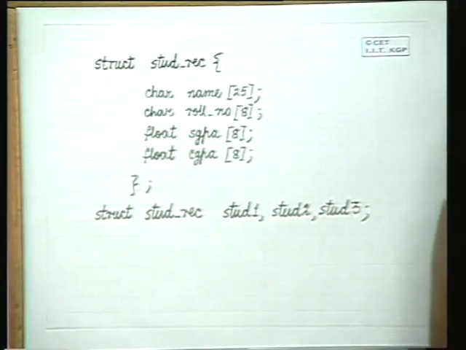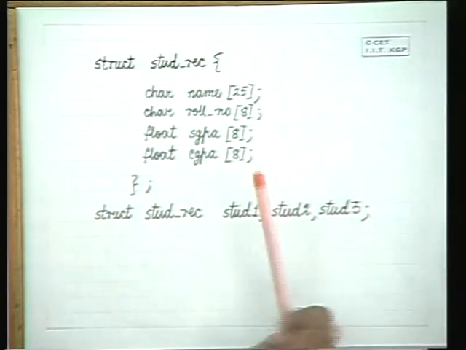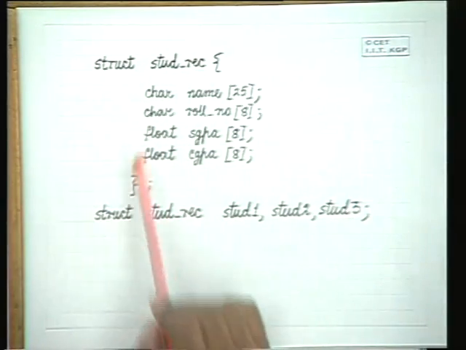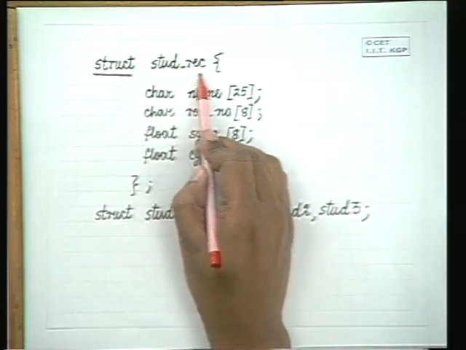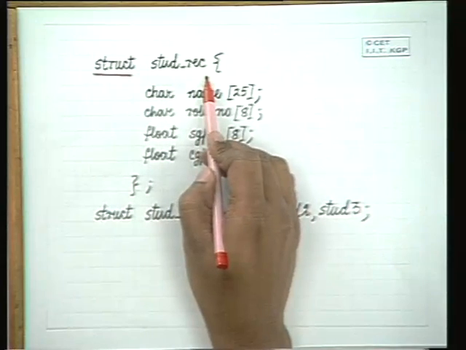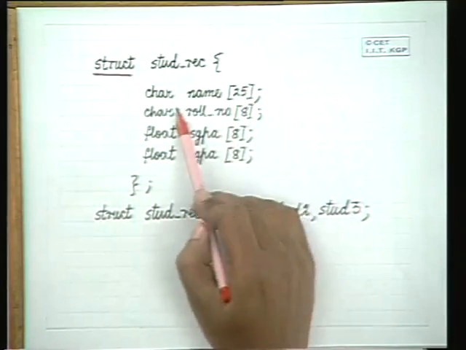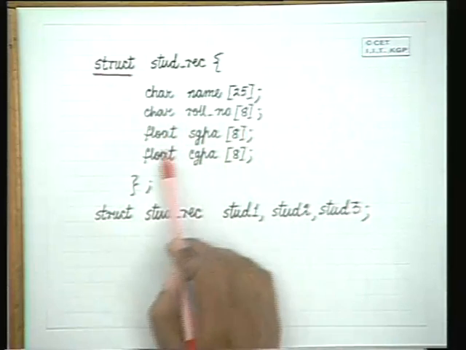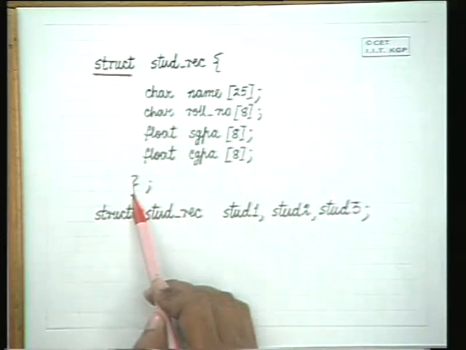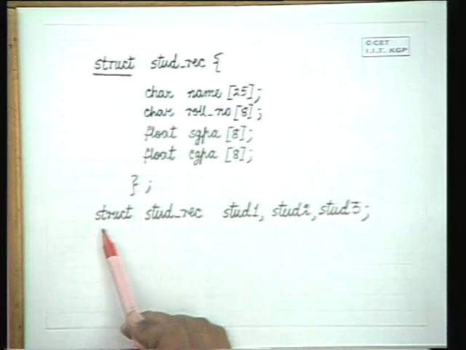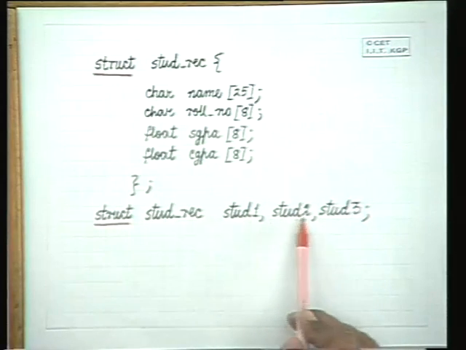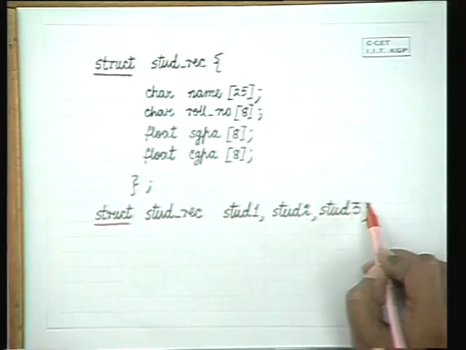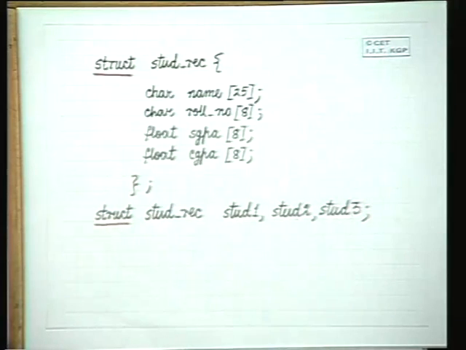One form, there are many ways in which you can do that also. One form is like this: struct studrec, this is the name of the type, character name, character roll number, float SGPA, float CGPA, end. And then to define it, you have to give struct studrec, stud1, stud2, stud3, or even stud3 500.